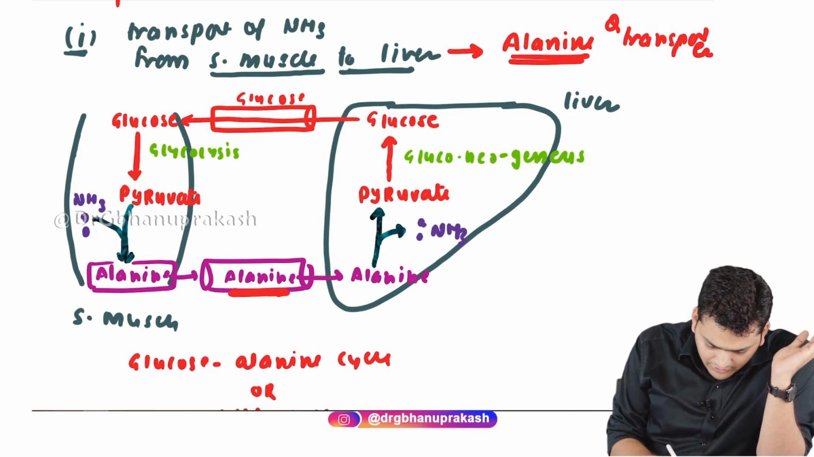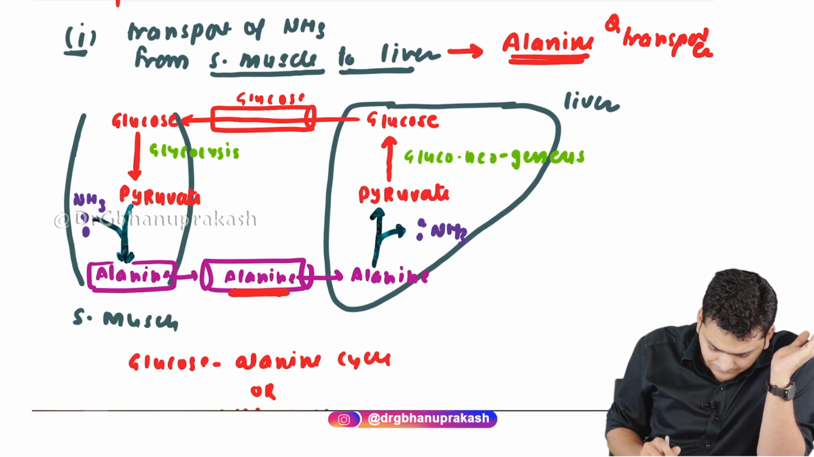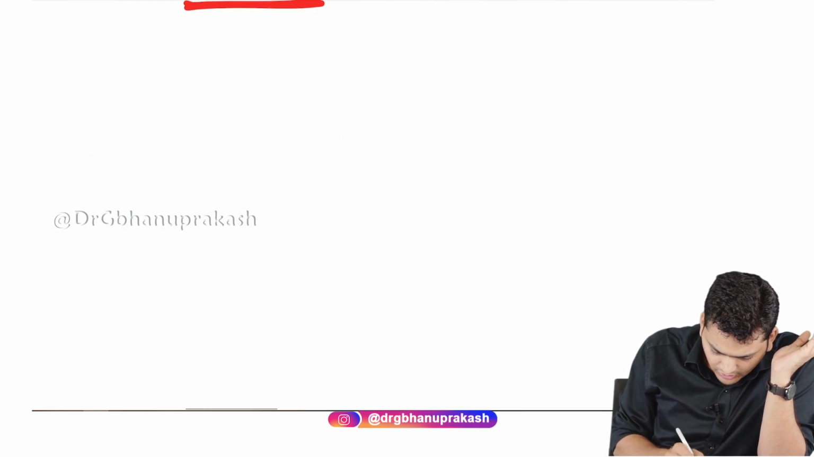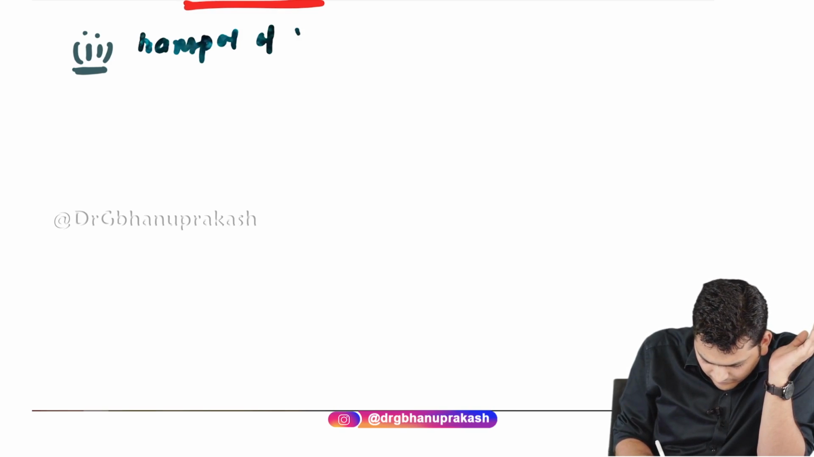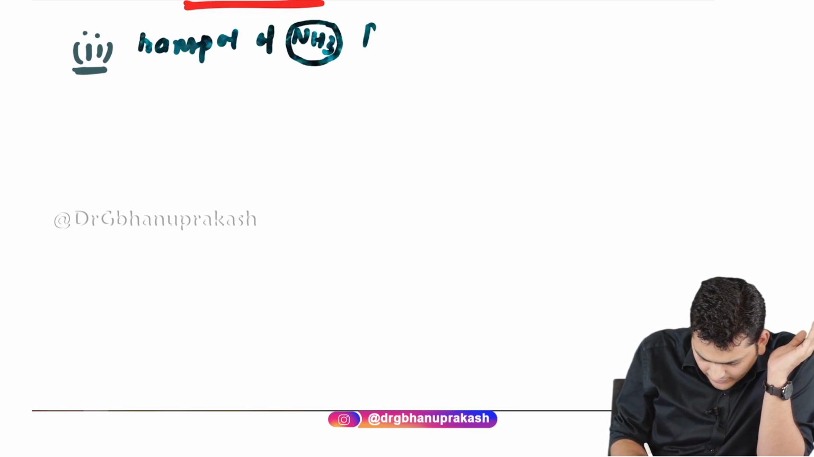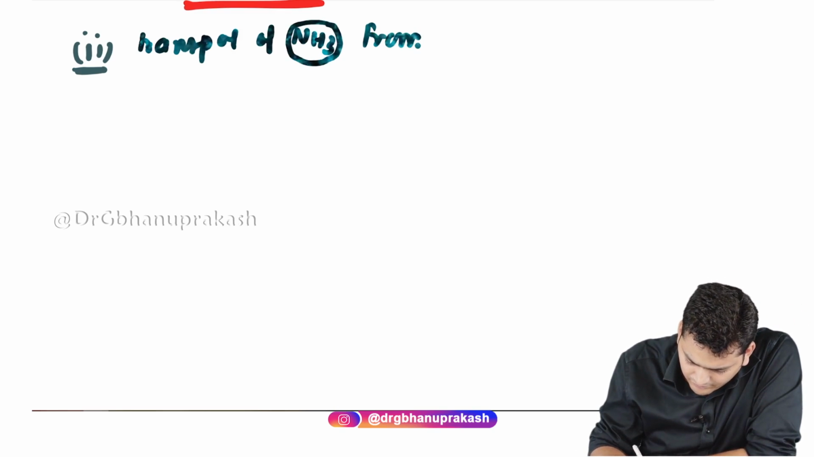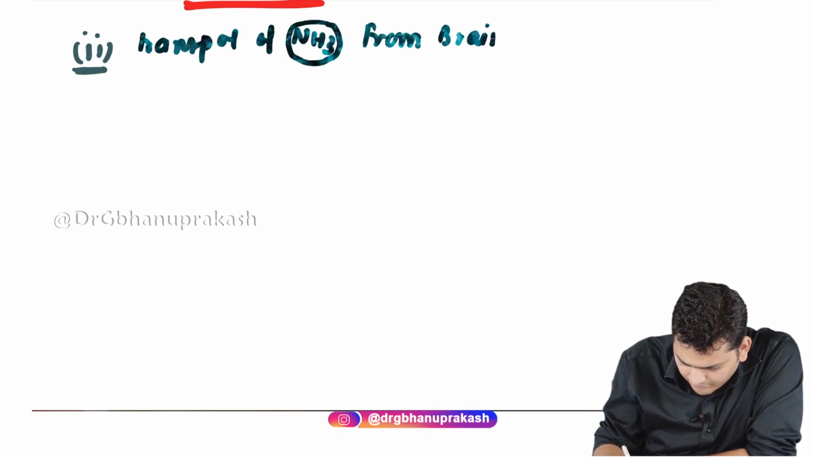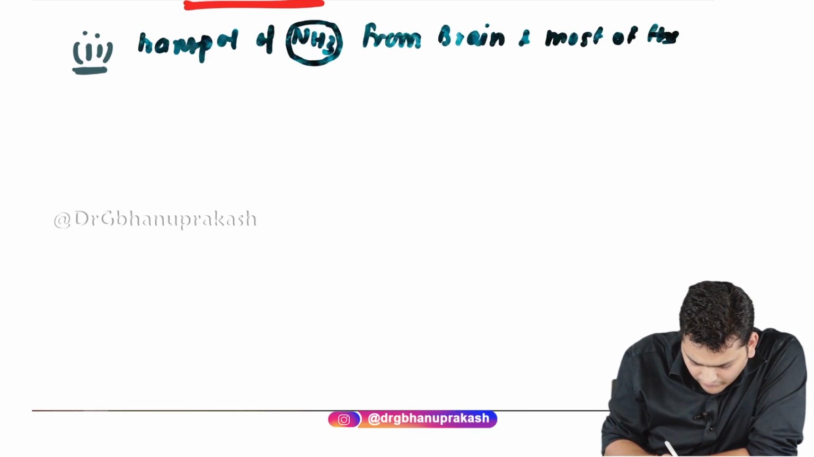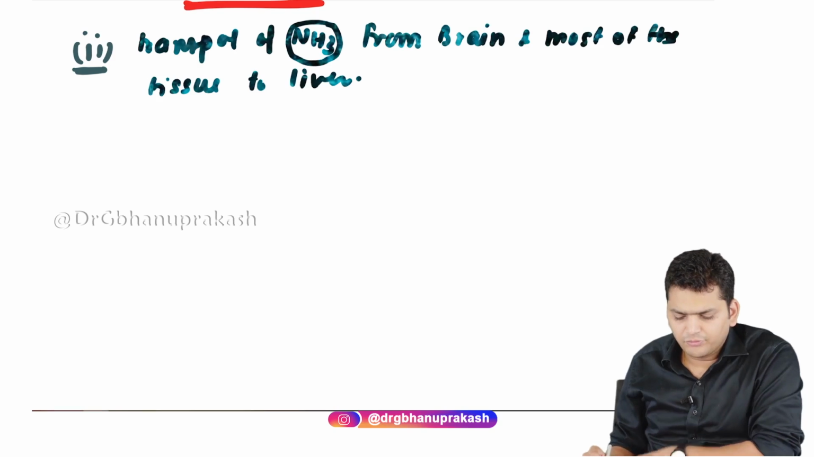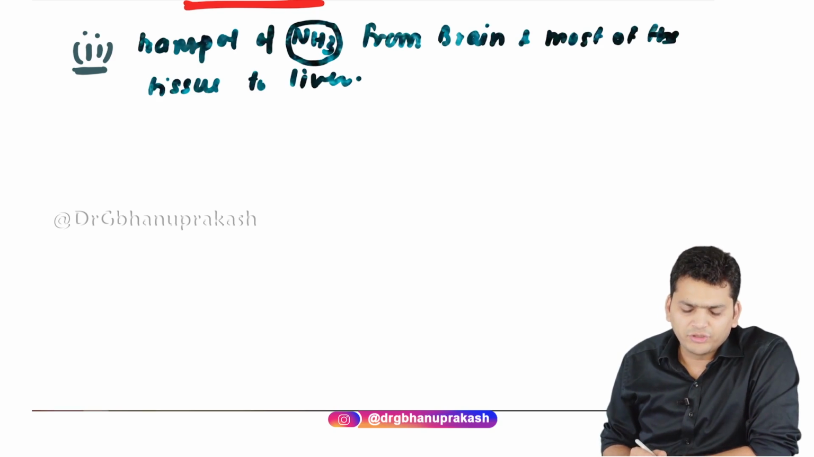Okay, now the next thing is the second one. How do we transport the ammonia from the brain? We can say like this: transport of ammonia from brain and most of the tissue to liver. How are we going to transport the ammonia from brain and most of the tissue to liver?